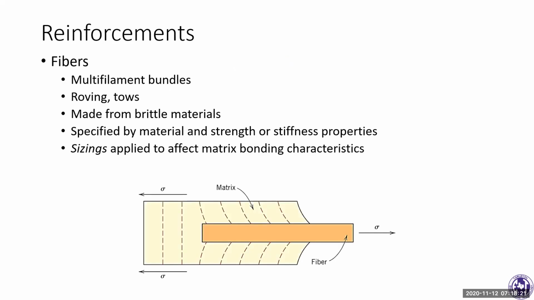The most common reinforcement form is the fiber. A fiber is made up of usually thousands of individual filaments. Hundreds of fibers are bundled into roving or tows. Reinforcements are usually made from high-strength, brittle materials. Reinforcements are specified by the material type and the strength or stiffness properties. Coatings, called sizings, are applied to fibers to improve adhesion between the matrix and the fibers. One key to a well-performing composite is how well the matrix adheres to the fibers, because one function of the matrix is to transfer the load between fibers.